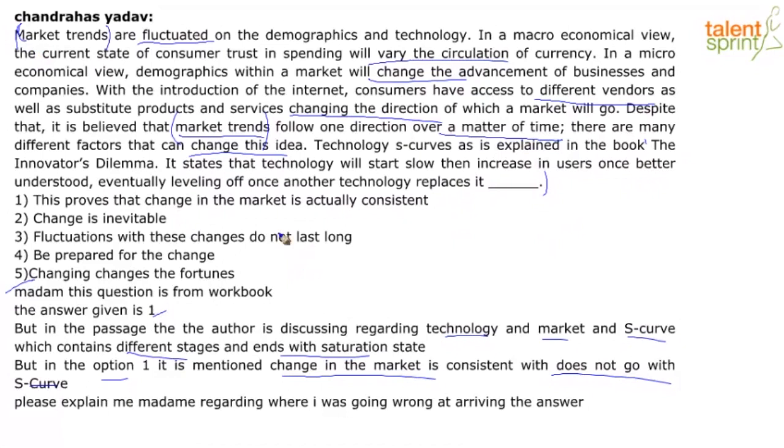Fluctuations with these, all of the others are just generalizing, right? Option 2 is generalizing. Change is inevitable. Yes, that's a very generic, agreeable statement. Fluctuations with these changes do not last long. Okay, that's also generic, not specific to the topic sentence. Be prepared for the change. Again, very generic. Changing changes the fortunes, kind of unrelated. So we can safely say that option 1 is more effective and closer to the context in hand, right? So that's why option 1 is the answer.